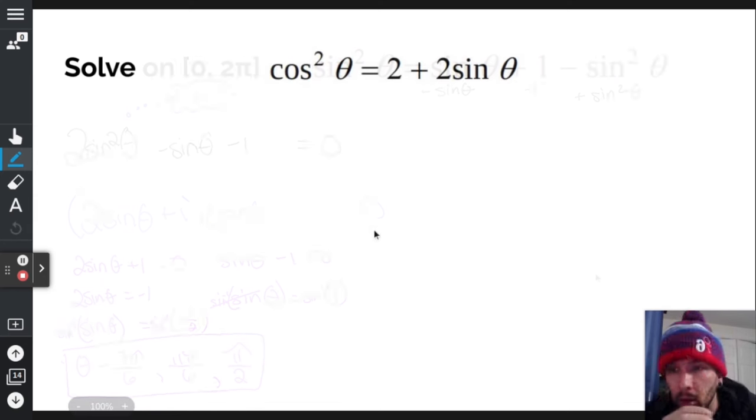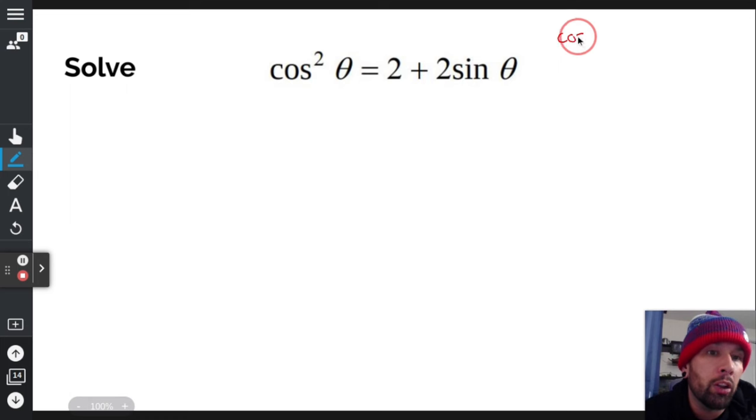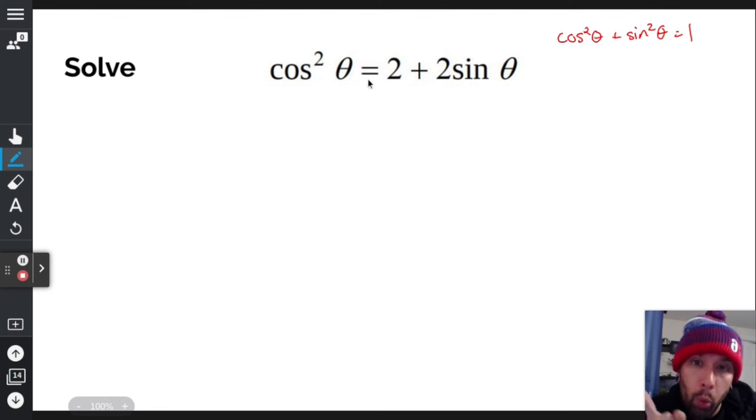Hello, 100%. I did it. All right. Another one. I think maybe the last solving one. This one's actually not that bad. Cos squared theta. I've seen that before. I've seen that in cos squared theta plus sine squared theta equals 1. Which means if I want to make you look more like you, I can turn cos squared theta into 1 minus sine squared theta, which is what I'm going to do.